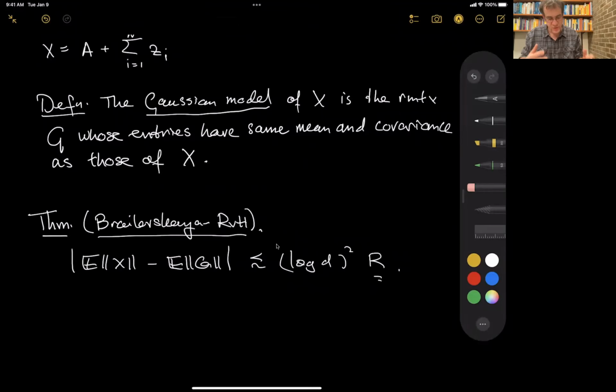So I don't want to give you now a laundry list of results. I'm just writing down one representative result to show you how these inequalities work and how they differ from the kind of classical theorems that we usually see in non-asymptotic random matrix theory.